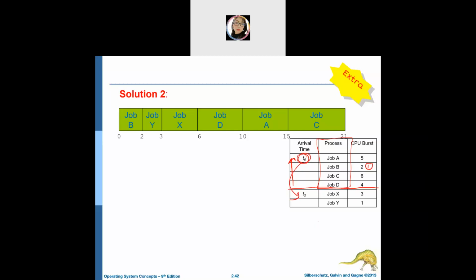But SJN, SJF will be considered the shortest. So from all of these, this one will be second, this will be third, fourth, fifth, and this will be the last one. So following like this, next is job Y, and then X, D, A, C.